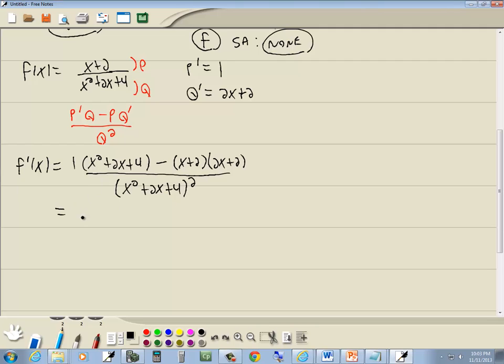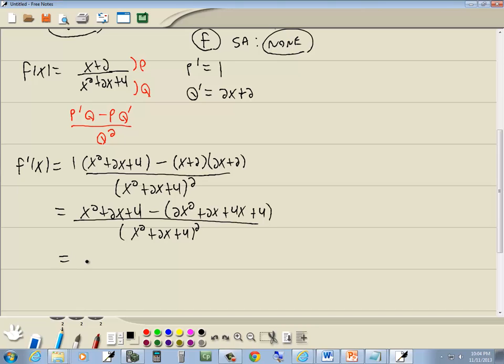Well, let's simplify that up on top. So we got x squared plus 2x plus 4 minus, I'll multiply these two together: x times 2x is 2x squared, x times 2 is 2x, 2 times 2x is 4x, and 2 times 2 is 4, all over x squared plus 2x plus 4 squared. Which gives us x squared plus 2x plus 4 minus, combining like terms, 2x squared plus 6x plus 4. Let me double check that. 2x squared, 2x plus 4x is 6x, plus 4. Yep.